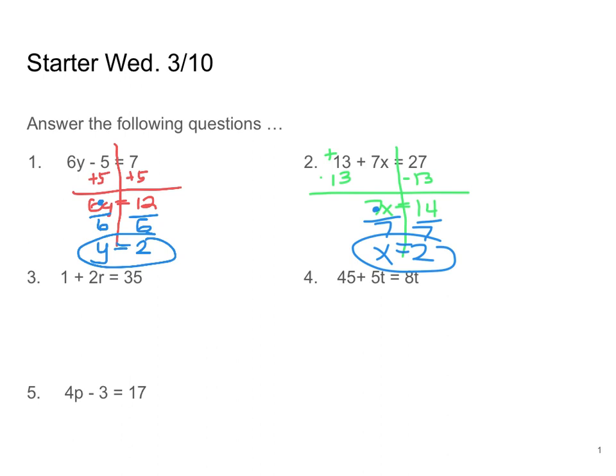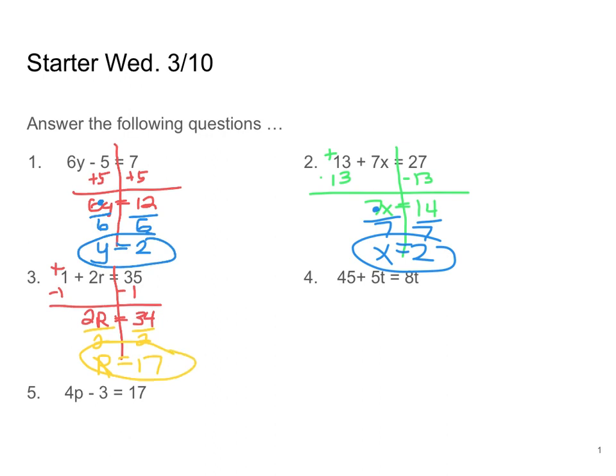All right, let's look at number 3. With number 3, we have a positive 1. And then we want to get variables on one side, numbers on the other. So I'm going to subtract off 1 from both sides. So we're going to have 2r equals 34. And then 2 and r, they are multiplying each other, so we are going to divide by 2. And then we have 34 divided by 2. So we have r equals 17.